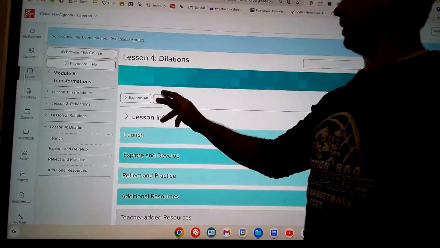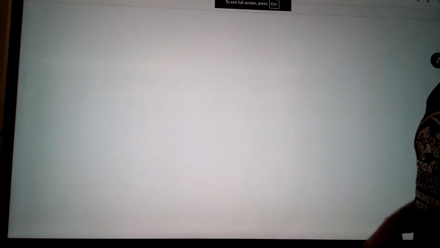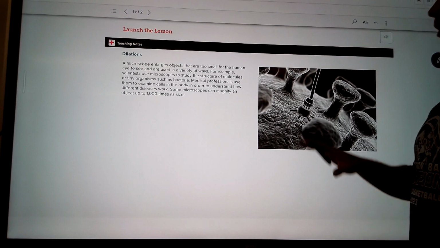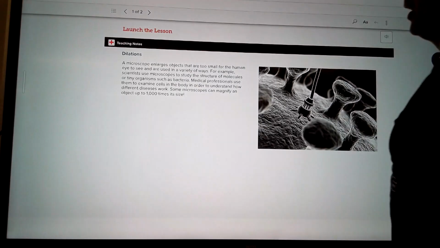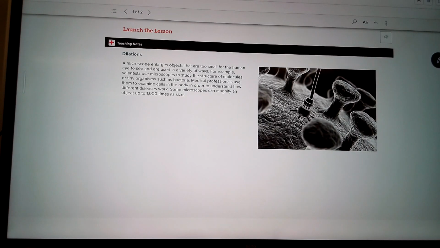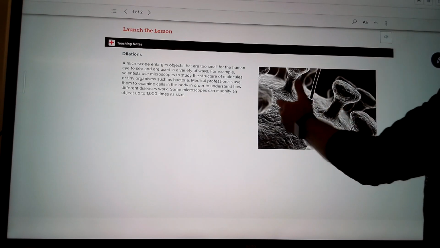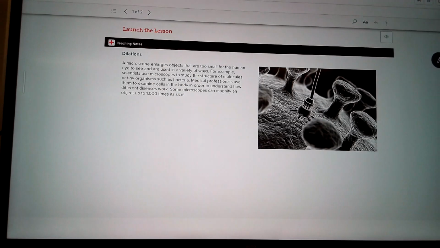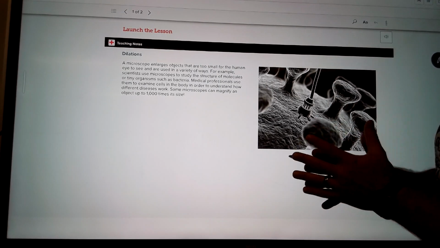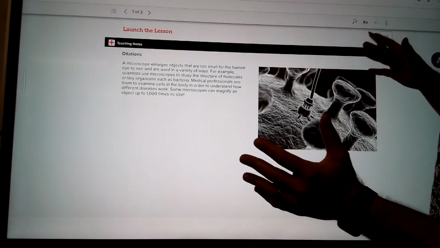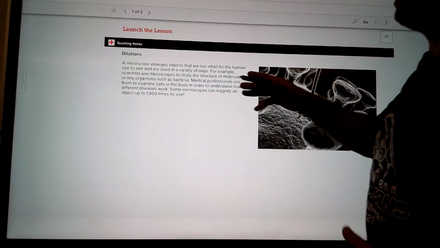So let's start off here. A few examples. I'm not going to go through all of them. I think after a couple examples you're going to get it, it's one of the easier ones, I feel. Dilation is a lot like scale factor. Microscopes enlarge objects that are too small for the human eye to see. Some microscopes can magnify up to 1,000 times its size. So maybe looking at a cell, very, very small, making it larger. We're going to take a shape and make things that are small bigger, or things that are bigger, making them smaller.